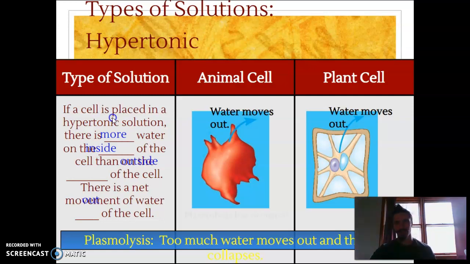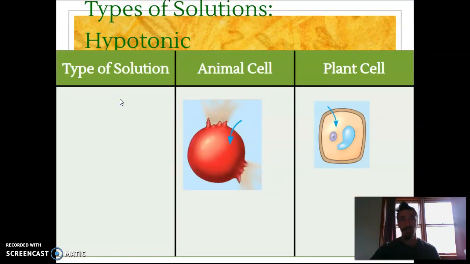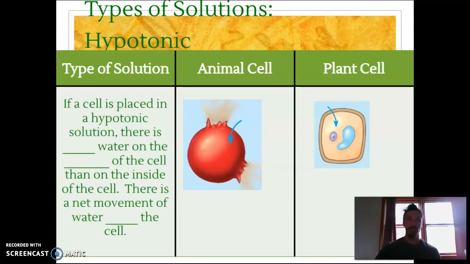Now what about hypotonic, our last solution? Hypotonic, notice here the cells look different once again, but they look the exact opposite of a hypertonic solution. That's because a hypotonic solution is the exact opposite. A hypotonic solution is if a cell is placed in this type of solution, there is more water on the outside. More water on the outside of the cell.